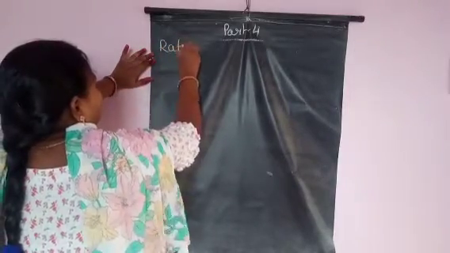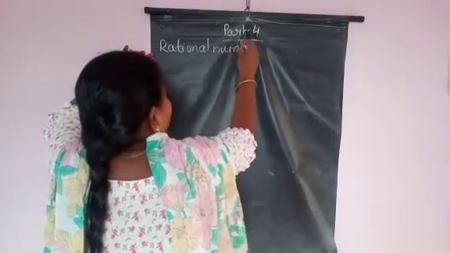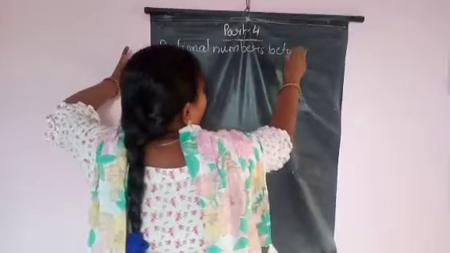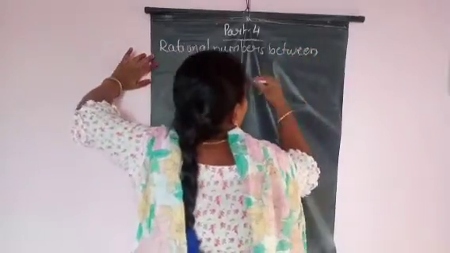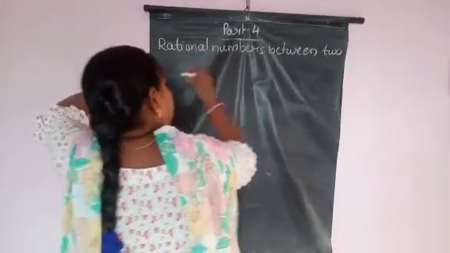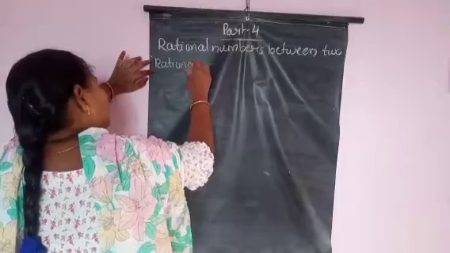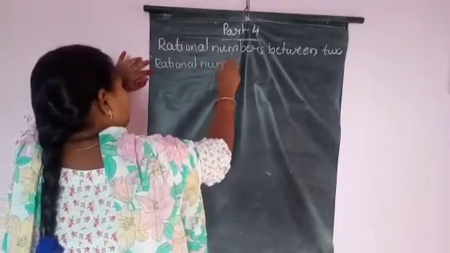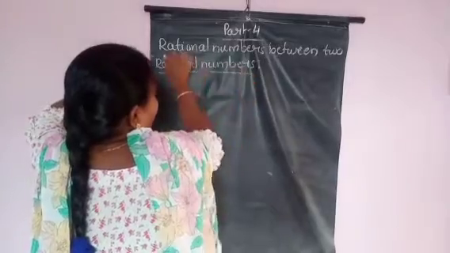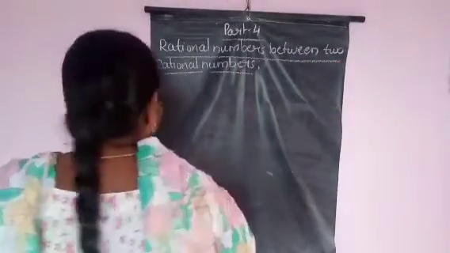Rational numbers between two rational numbers. From the given two rational numbers, we need to find rational numbers.